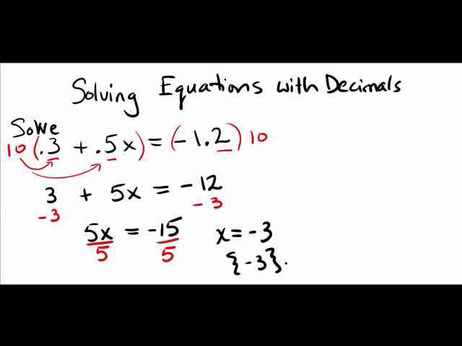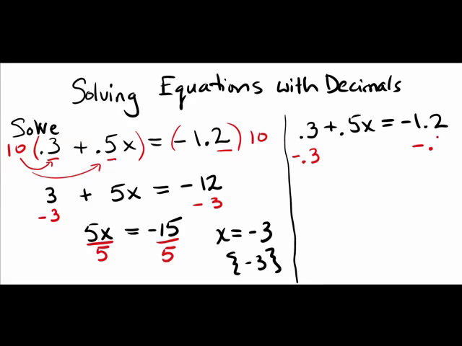Now, this is definitely not the only approach. If you're comfortable with decimals, and a lot of that has to do with whether or not your particular math course allows calculators, you can just work with the decimals. So let's try the same equation. 0.3 plus 0.5x equals negative 1.2. But instead of multiplying through by 10, I'm just going to leave those decimals there. And I'm going to follow the usual steps of getting the x terms on one side and the numerical or constant terms on the other.